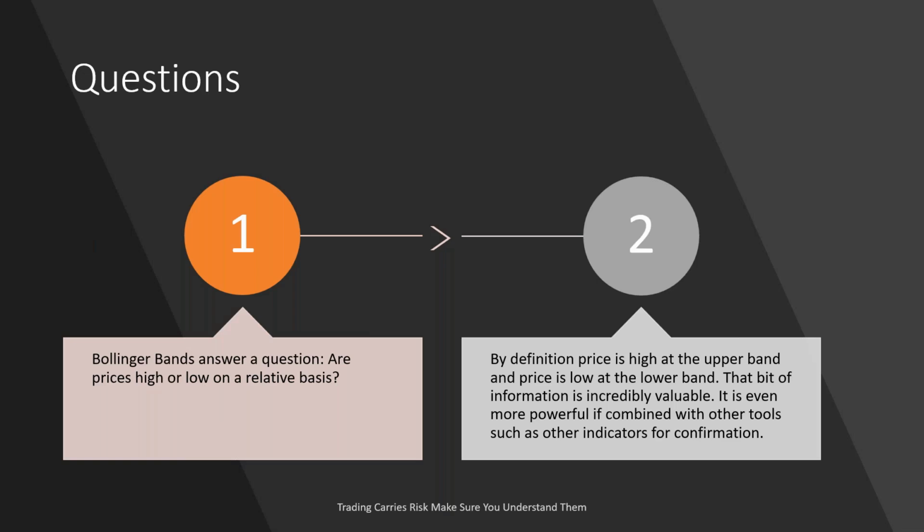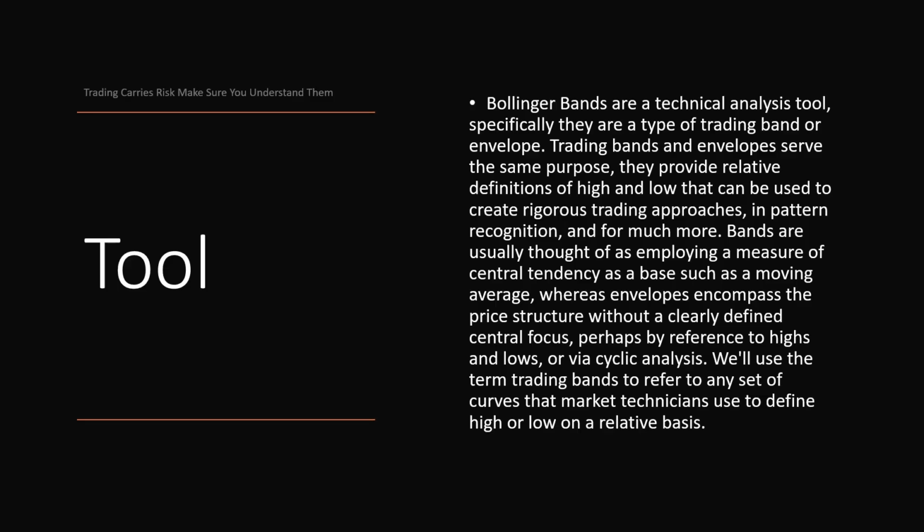Now, when Bollinger developed these bands, they answered primarily one question: are prices high or low on a relative basis? Now, by definition, price is high near the upper band and price is low near the lower band. Now, that one little bit of information is very valuable. But us online traders want a lot more out of our indicators than those simple questions answered. So Bollinger Bands are a technical analysis tool. Specifically, they are trading bands or envelopes. And trading bands and envelopes serve the same purpose. They provide us relative definitions of high and low.